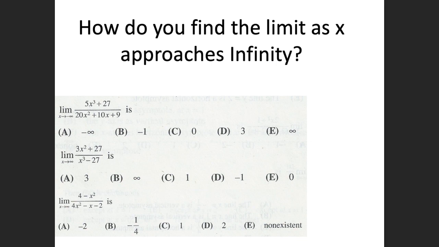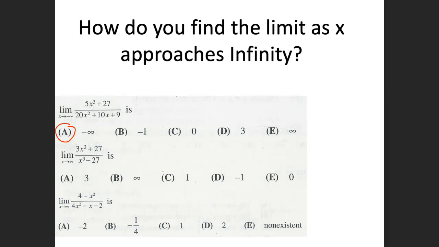So what is the limit of 5x to the 3rd plus 27 over 20x squared plus 10x plus 9 as x approaches negative infinity? Letter E? I'm going to go with letter A. Now, I can see why you said E. It's negative, right? So we're going to a very negative number over a very small. So this is really big over small, but it's really big negatively because it's a negative x. So I'm going to go with A there.